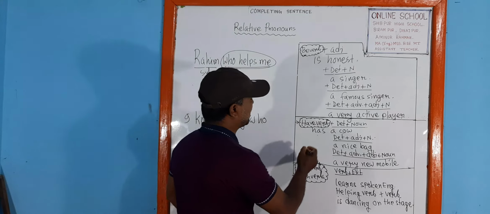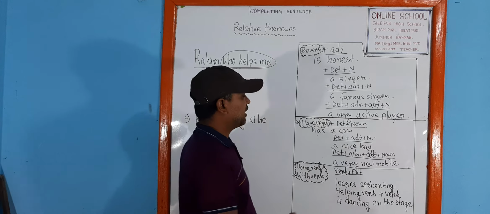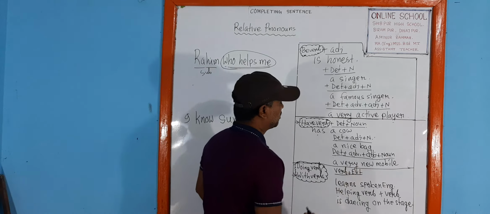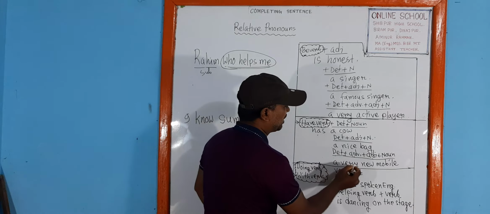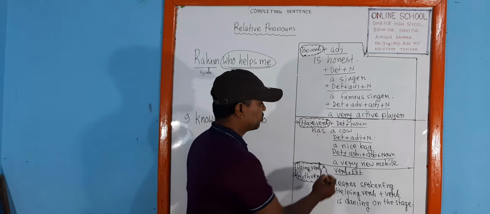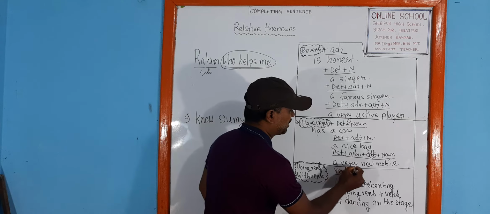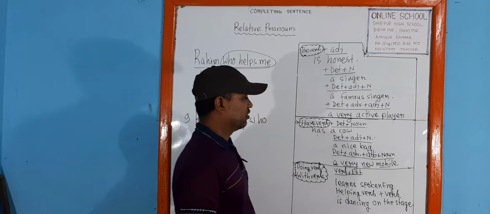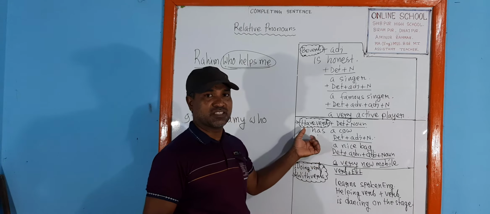Rohim, who helps me, has a nice bag. Also, you can set here determiner plus adverb plus adjective plus noun. Rohim, who helps me, has a very new mobile. So look at this: a is the determiner, very is the adverb, new is the adjective, and mobile is the noun. Using this structure, we can make so many sentences.